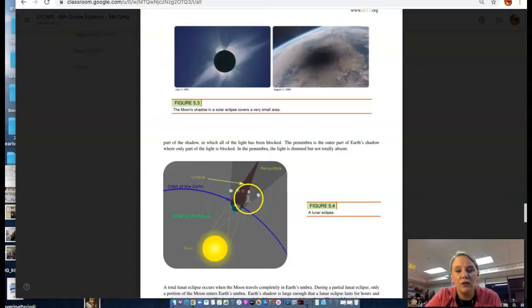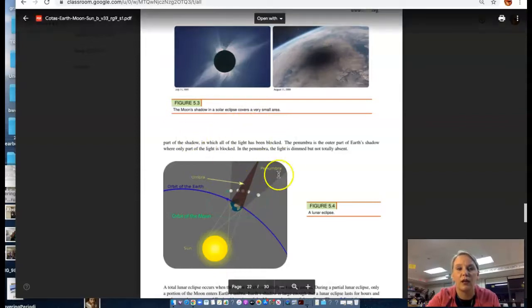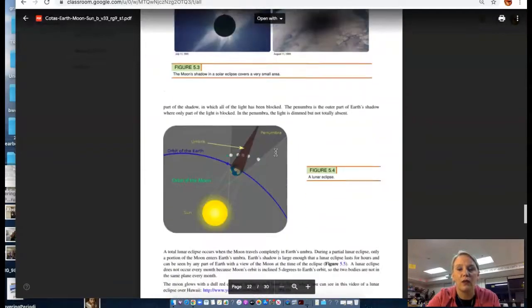All right. If you see the moon in this part, this penumbra, which is a partial shadow, you will see a partial lunar eclipse. Okay, and we're going to be drawing out this geometry and talking a little bit more about what the umbra and the penumbra mean. I'm just kind of giving you a quick overview here.